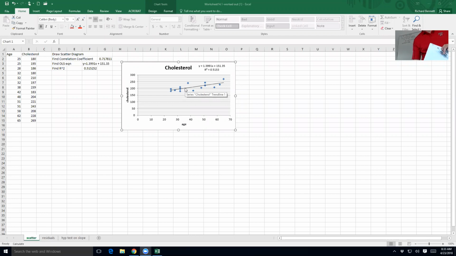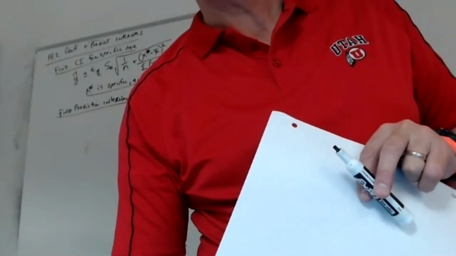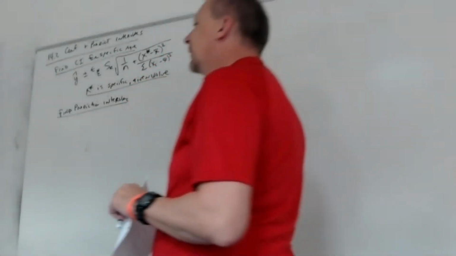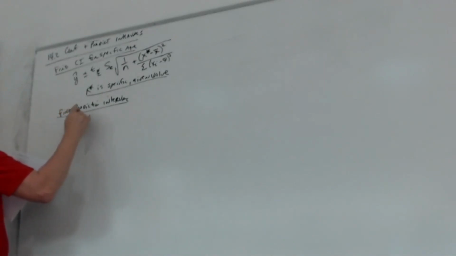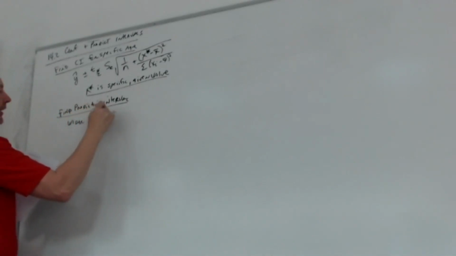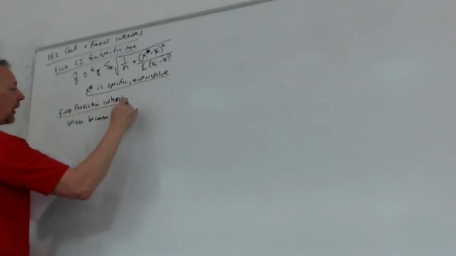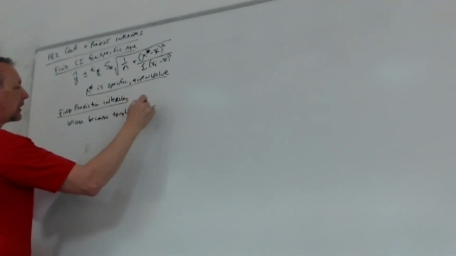Now, a prediction interval is similar to a confidence interval, except that remember that individuals are going to vary a whole lot more than a mean. So this time we're going to ask, what would be a 95% prediction interval for somebody who's, say, 35 years old? This is going to be wider because it's tougher to guess.